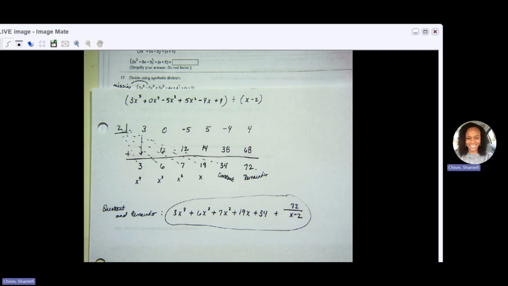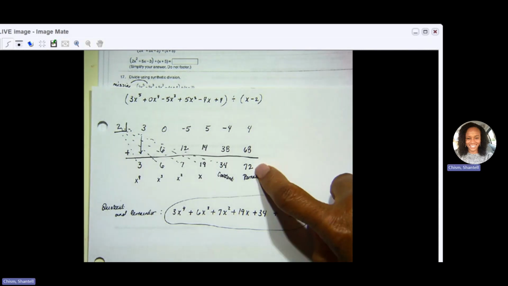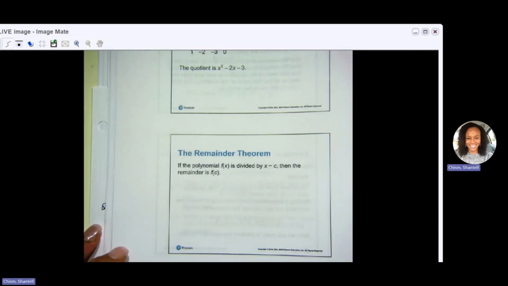All right, so that wraps up synthetic division, but it is linked to another topic, a particular theorem called the remainder theorem. So I want to look at that. Which basically just tells us something about the remainder value. So here's the remainder theorem.